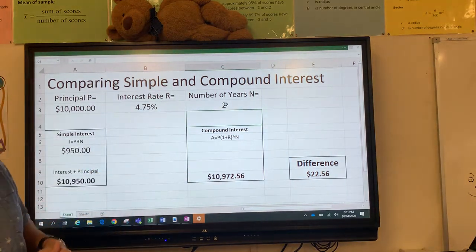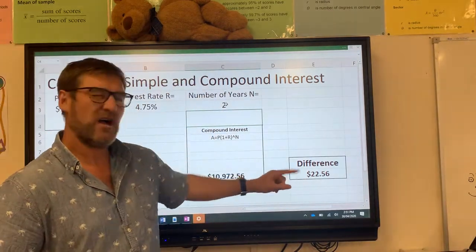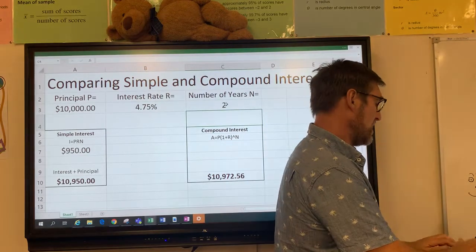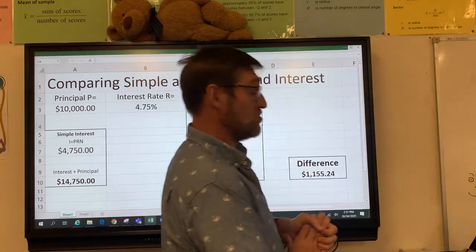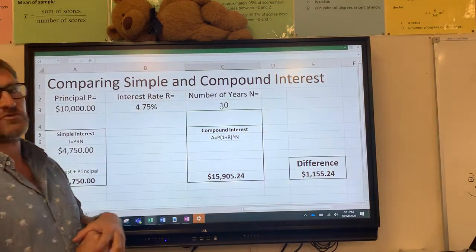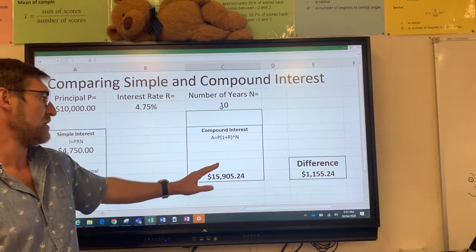Let's jump forward in time. Let's see what happens at the 10-year mark. Have a think about what this difference is going to become. Hundreds of dollars, thousands of dollars. So we'll go from 2 years up to 10 years. Let's see what happens. Oh, there you go. So we've made an extra $1,155.24. We've made a whole bunch more money using compound interest.